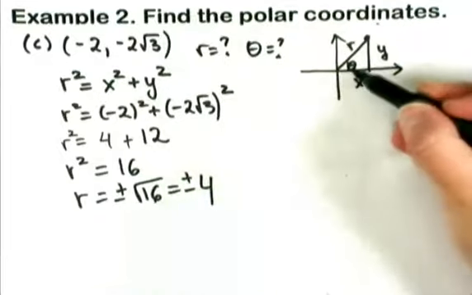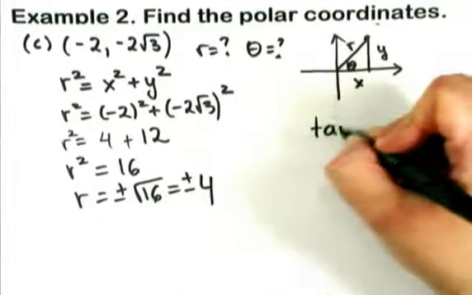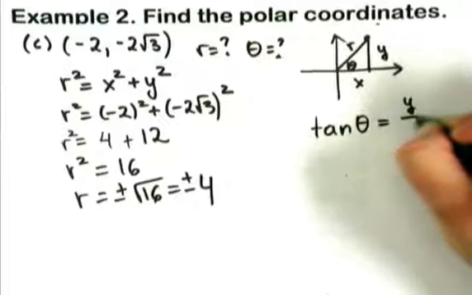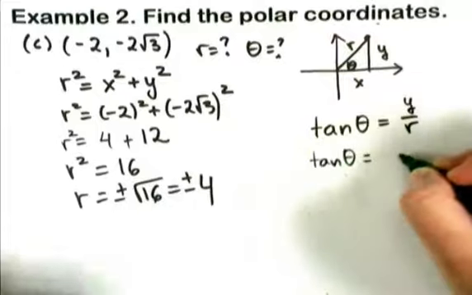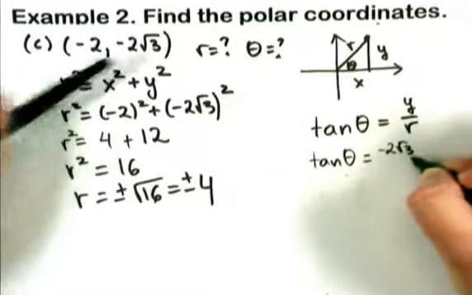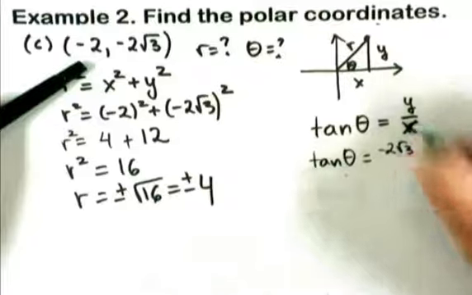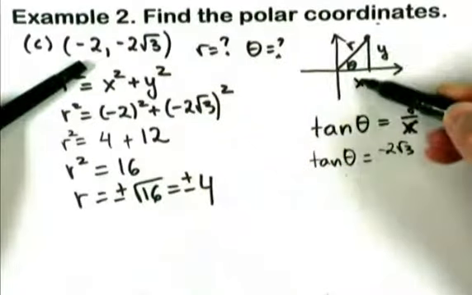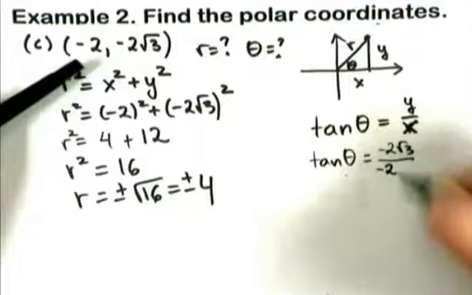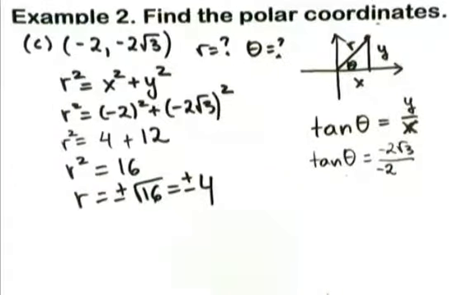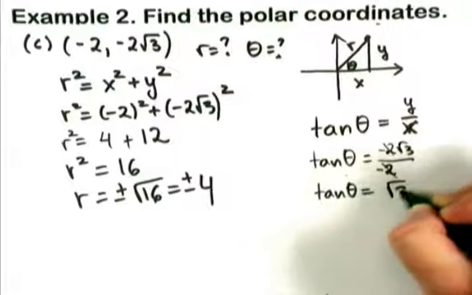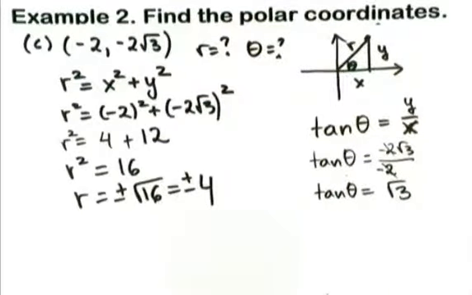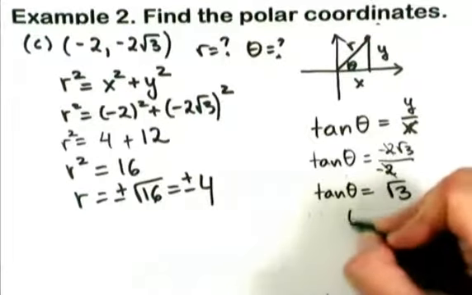Okay, now theta. So we have that tangent theta is y over x, opposite over adjacent. So tangent theta is y, which is minus 2√3, over x, which is negative 2. Negative 2 and negative 2 cancel out. So we have that tangent theta is √3. Tangent theta is √3. So my theta, we get this from the chart.